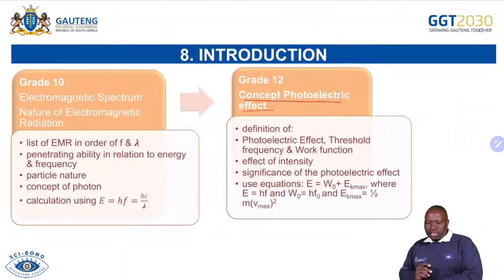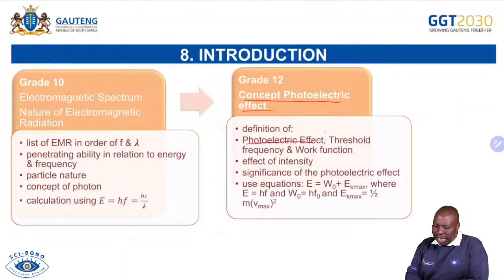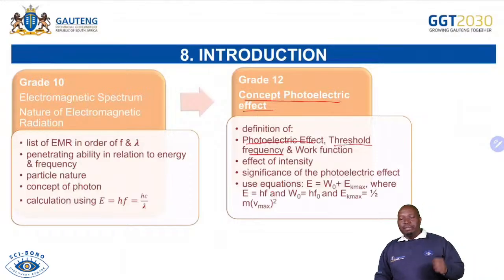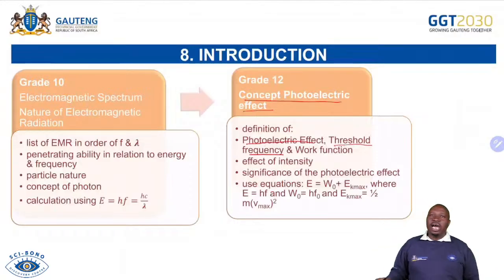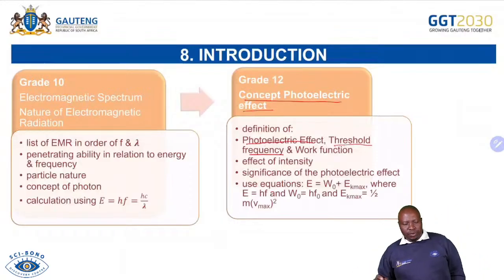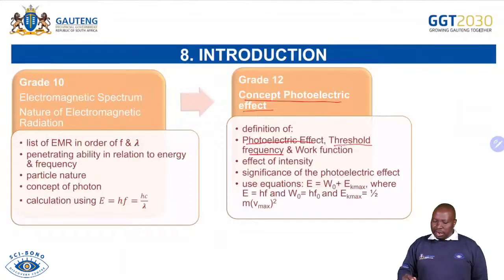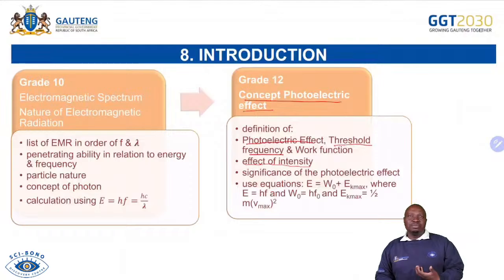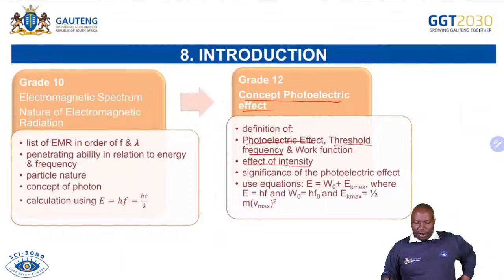So we got to know the definition of photoelectric effect, as I've emphasized, threshold frequency, which you said is the minimum frequency needed by the electron in order to be ejected from the metal surface, and the work function being the minimum energy that is required. And we talked about the atomic absorption spectrum and the atomic emission spectrum. And then you must be able to know the effect of intensity. I said intensity, we're talking about the brightness. If the color becomes much brighter, what does it mean? So that's what we're going to focus on in grade 12.